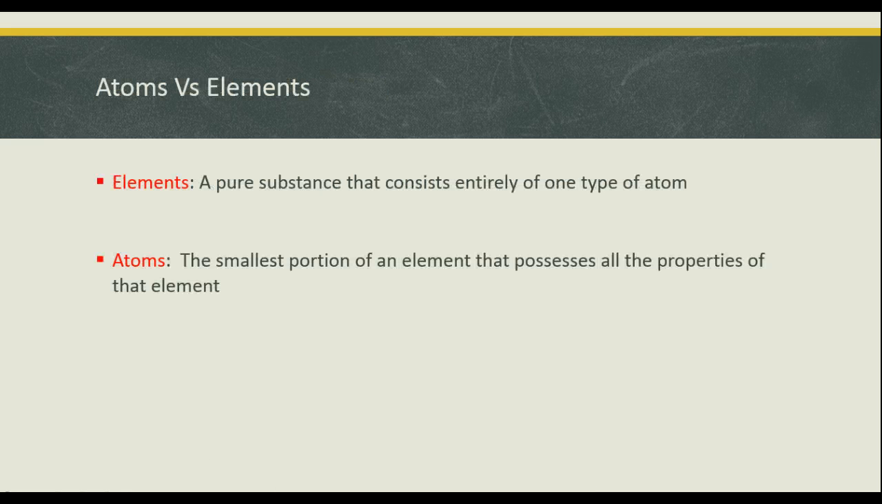A lot of times I get asked, what is the difference between an atom and an element? An element is a pure substance that consists entirely of one atom. An atom is the smallest portion of that element that possesses all the properties of that element. So an element is a pure substance entirely of one atom. Atoms are smaller, and it's the smallest portion that makes up that element.